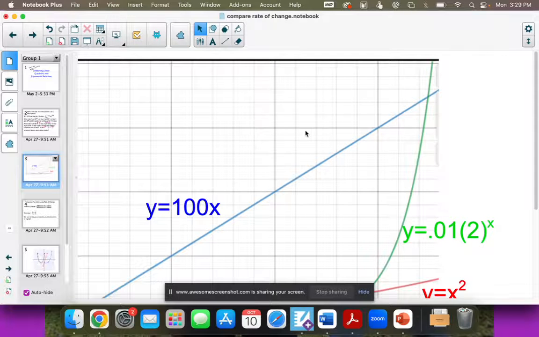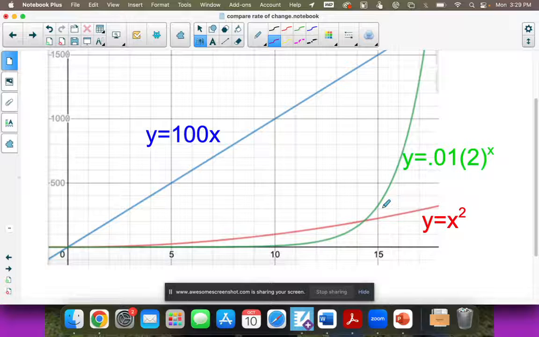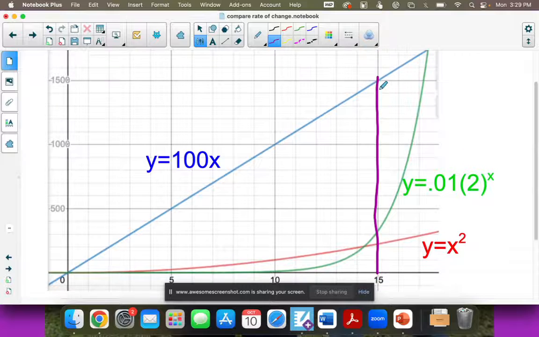Okay, so this is for 15 days right here. I'll mark it just so you can see it. This is the 15-day mark right here. At the end of 15 days, which one is your better option? The linear, that's right, because it's higher. So this is the better option. And in this case, it basically means that you're going to have more money.